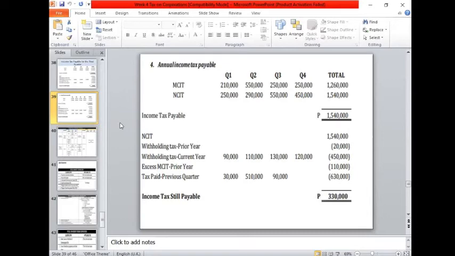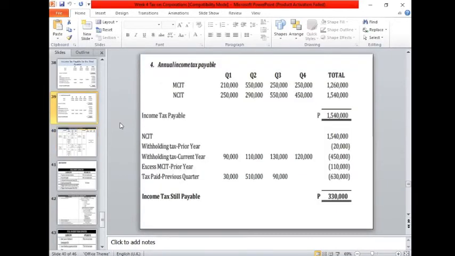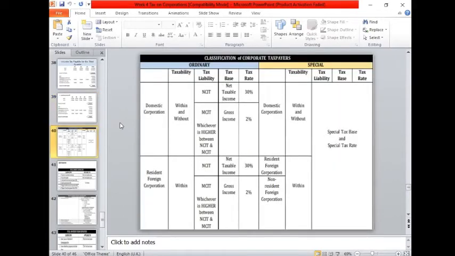That's the annual taxable income. Okay. So that is the quarterly and annual income tax payable. So if you combine the 30,000, 510,000, 90,000 plus 330, that was the annual corporate income tax payable. It also should be applied in the ITR. Okay? So now, going back again to the matrix, we are now going to discuss the special tax.